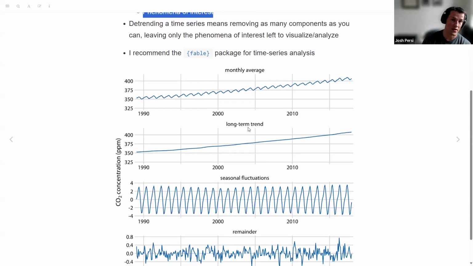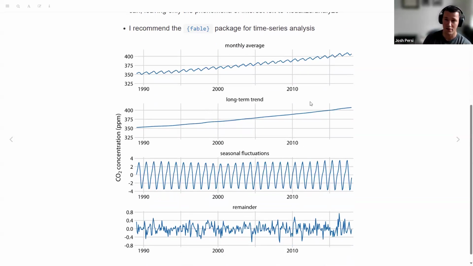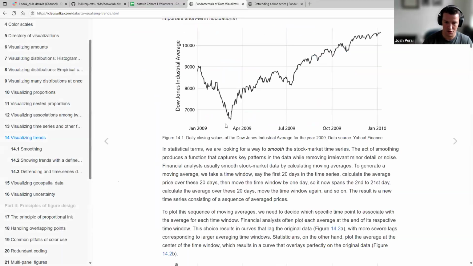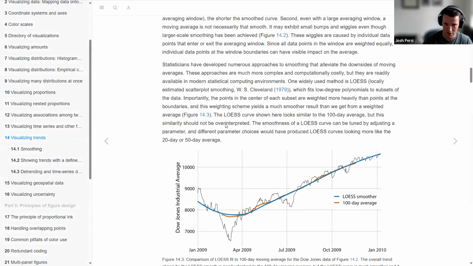He shows that you can break down the Keeling curve data, or CO2 concentration in the atmosphere over the last couple of decades, into a cyclical component. So I guess that's a monthly average, a long-term trend, seasonal fluctuations that correspond to summer, fall, winter, spring. And then you have the remainder. I would have to go back and double check the graph.